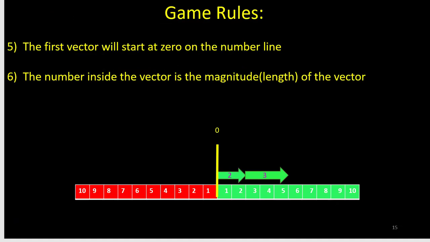Let's finish off the rules. There's only a couple more. As you can see from what we've been doing, the first vector will start at 0 on the number line. And the number inside the vector, like these two vectors here, tells you the magnitude or the length of the vector.